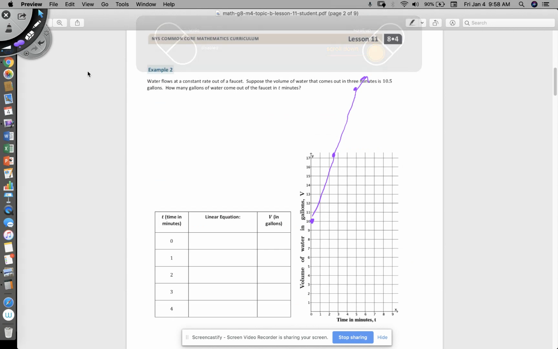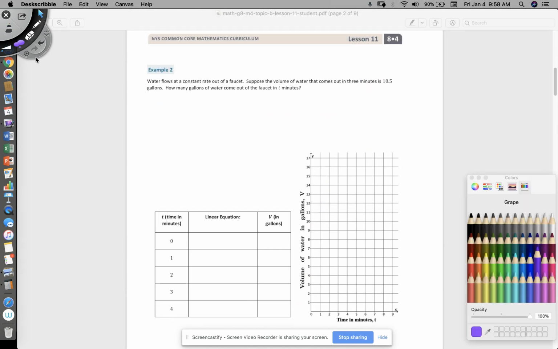Example 2. All right, example 2 says, water flows at a constant rate out of a faucet. Suppose the volume of the water that comes out in 3 minutes is 10.5 gallons. How many gallons of water come out of the faucet in t minutes? Now, I don't mind if you guys use a different variable than t. That's not a problem in my class.